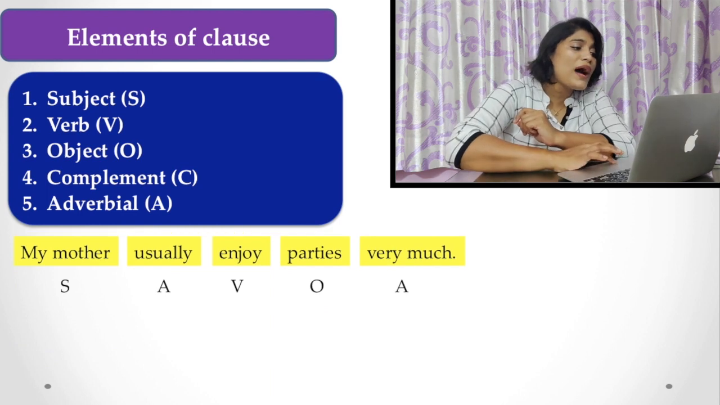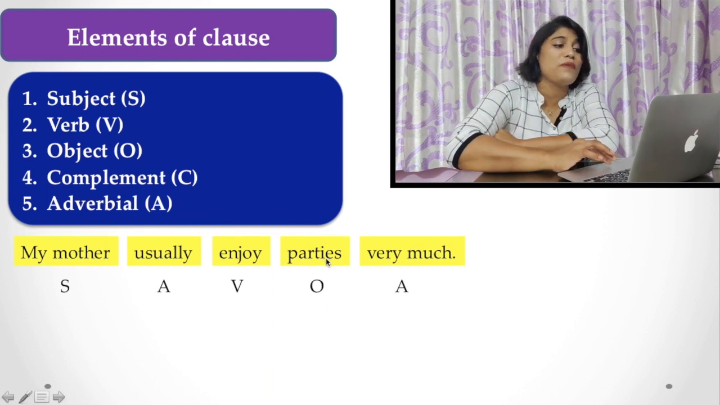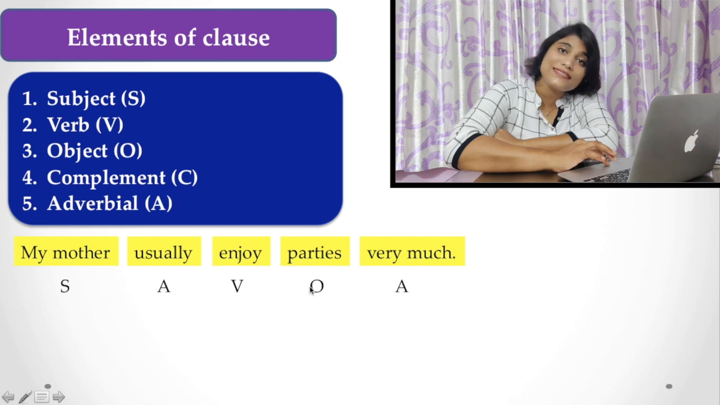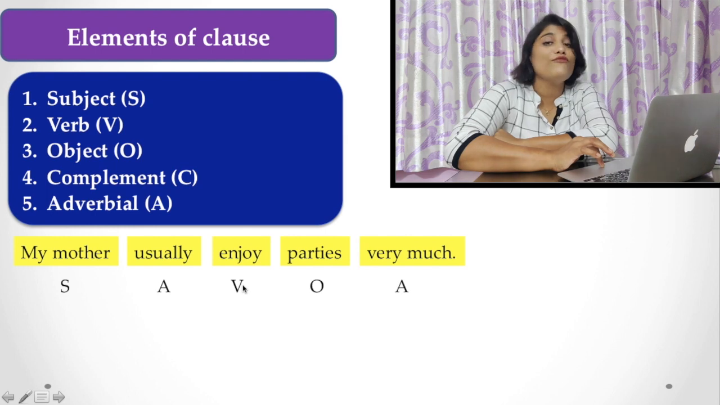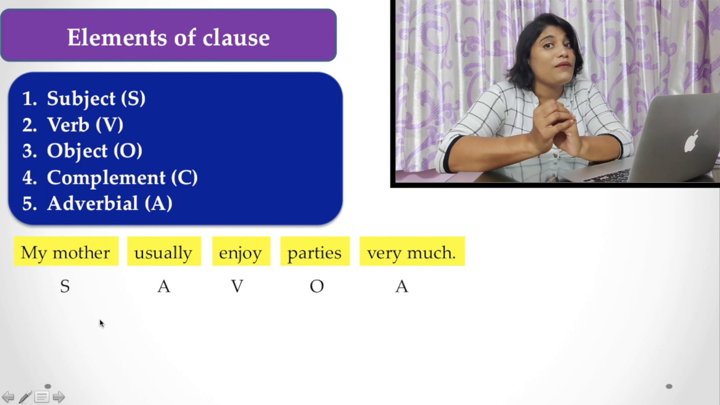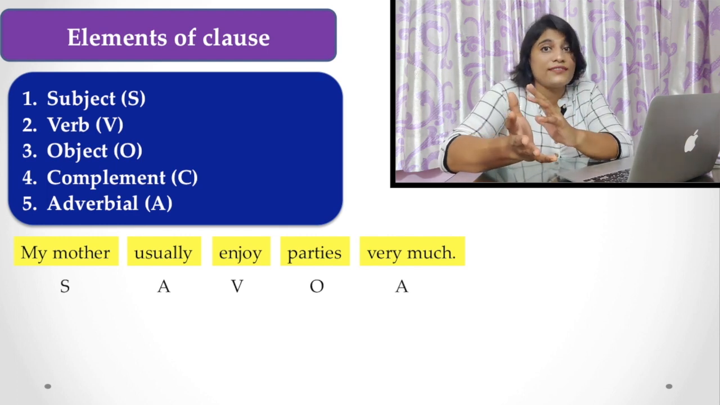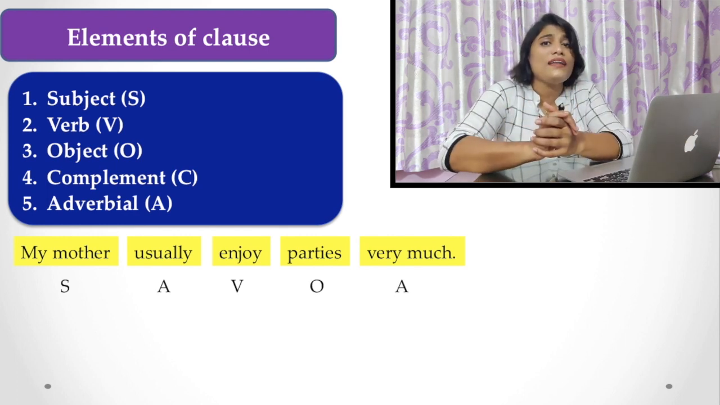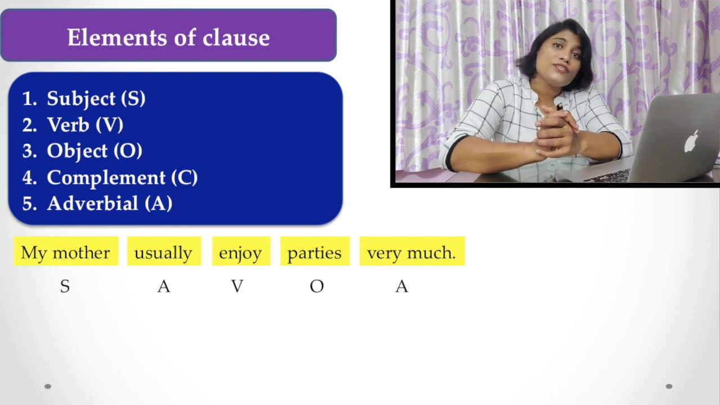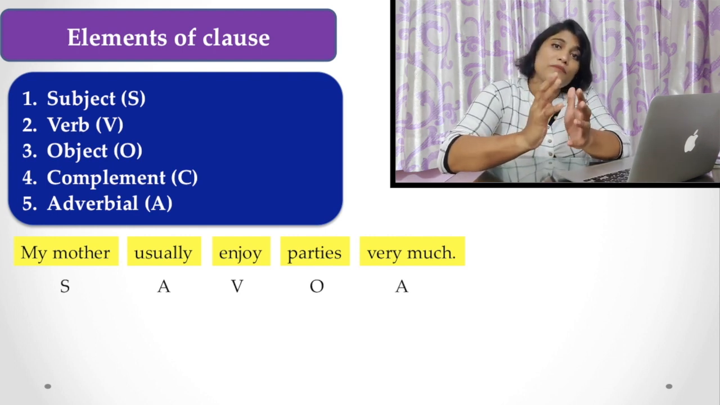Here, my mother usually enjoys parties very much. In this clause, we find subject, adverbial, verb, object and adverbial. So this is a type of combination. For example, sometimes we find in a clause subject and verb, and subject, verb and object. For example, I like coffee. So here you find I, subject, like, verb, coffee, that is object. So this is a special kind of combination.